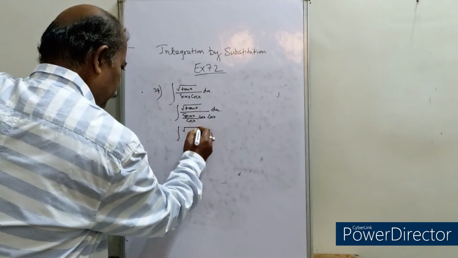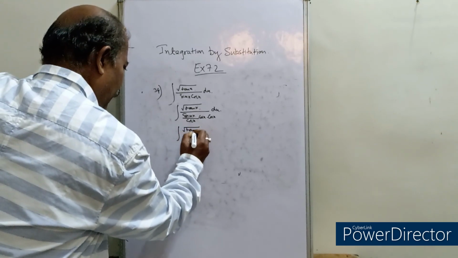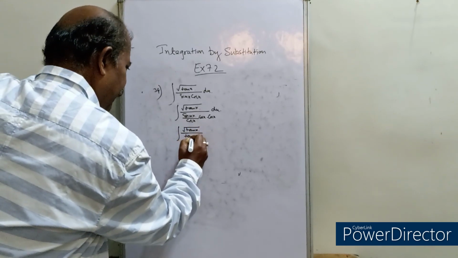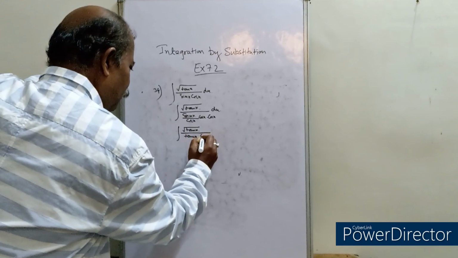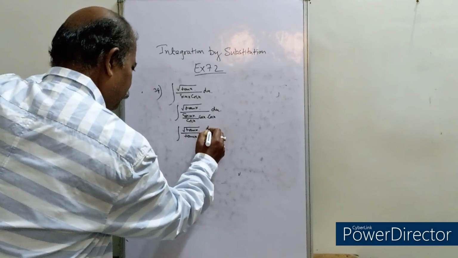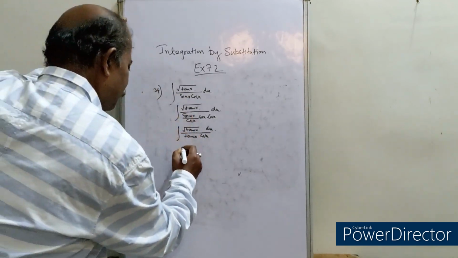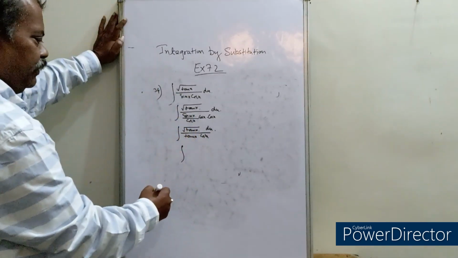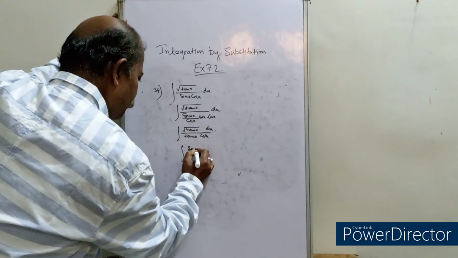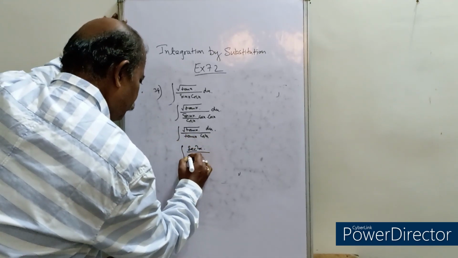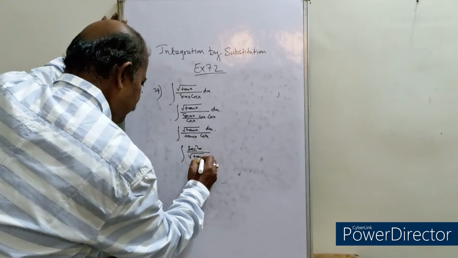So tan x, and this will be equal to tan x sin x by cos x, and this is cos square x dx. So here cos square x will be converted into sec square x, and this ultimately becomes sec square x by root tan x dx.